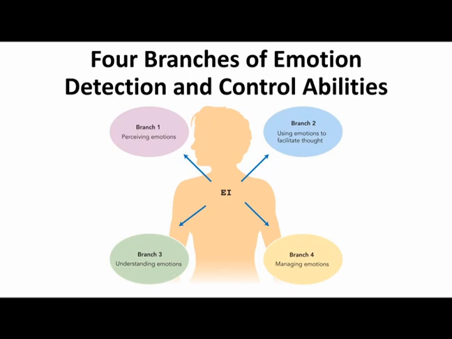Our third branch is understanding emotion. How well do people know which emotions combine to create certain nuanced feelings? Or can they identify when certain emotions change from one type to another? And for our fourth branch, we have managing emotions, where you would evaluate the participant's ability to change their own emotional state to facilitate some kind of task, say working in a group.